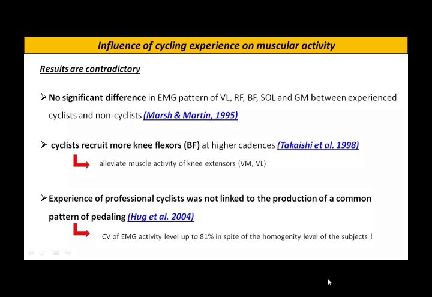The effect of cycling experience is apparently unclear. While one study observed no significant difference in EMG activity between experienced cyclists and non-cyclists, another study has shown that cyclists seem to recruit their biceps femoris muscle more when they pedal with a higher cadence. And it seems that this change can elevate the muscular work of the contralateral extensor muscle.